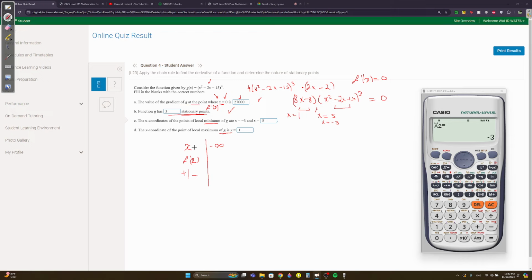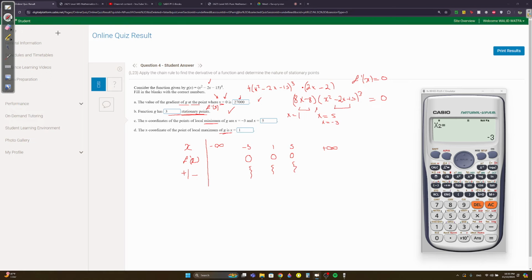So you put x, f prime of x, plus minus. I need to make it a bit more spacious, between negative infinity and positive infinity. Then what are my x values? I have minus 3, 1, and 5. Obviously at those points f prime of x is equal to 0, and we don't care about the sign.